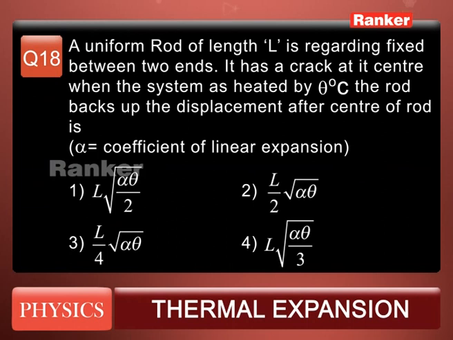Question number 18. Now see the question. A uniform rod of length L is rigidly fixed between two ends. It has a crack at its center. When the system is heated by theta degrees Celsius, the rod breaks up. The displacement of the center of the rod is? Alpha is the coefficient of linear expansion. Our four options are: option 1, L root over alpha theta by 2; second option, L by 2 root over alpha theta; third option, L by 4 root over alpha theta; fourth option, L root over alpha theta by 3.